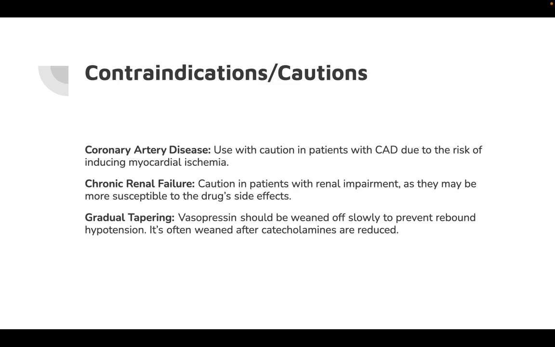Alright, so let's look at some contraindications as well as cautions when using vasopressin. We want to be cautious when using this medication with patients who have coronary artery disease, because patients with coronary artery disease are at a higher risk of inducing myocardial ischemia with the use of vasopressin. We also want to be careful with patients who have chronic renal failure, because due to their renal impairment, they may be more susceptible to the drug's side effects. And lastly, we want to gradually taper vasopressin. Vasopressin should be weaned off slowly to prevent rebound hypotension, and it's often weaned after catecholamines are first reduced.